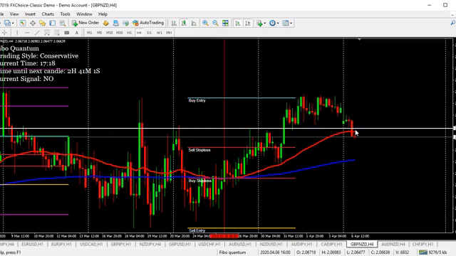And then we look for a pullback that comes and touches, or at least comes close to touching, the 50-day, or it comes down and it's contained in this area between the 200 and the 50-day. If it would move down below the 50-day, 200-day, the blue line, then the trade would be invalid at that point. The signal would be invalid.